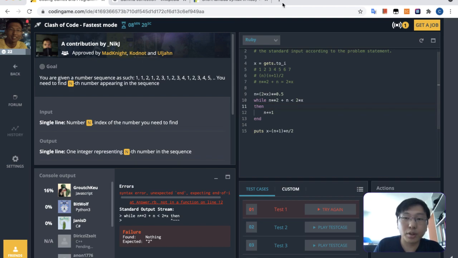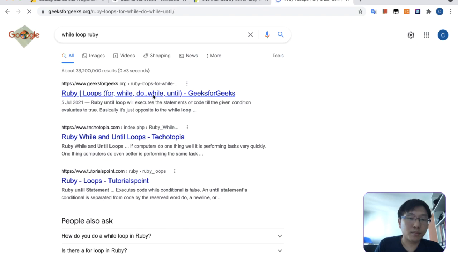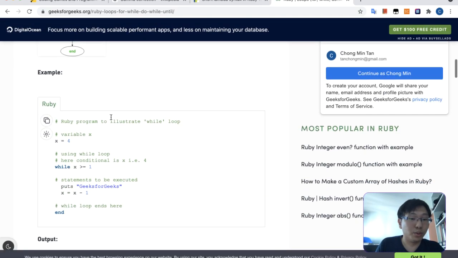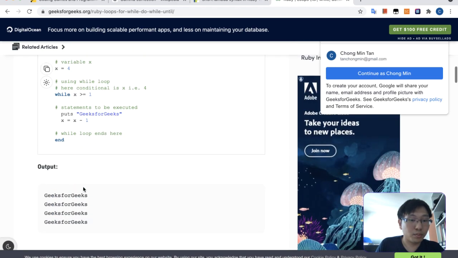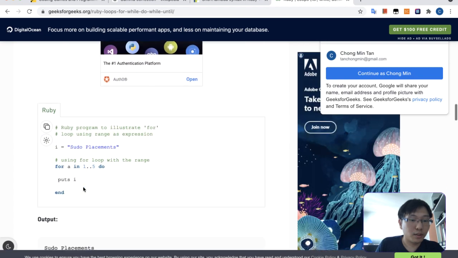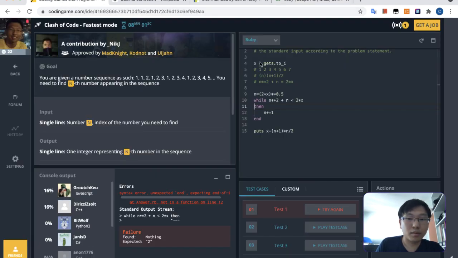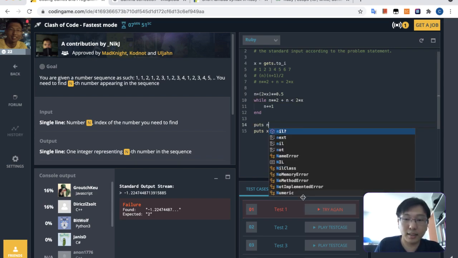Oh, did I do the syntax wrong? While loop in Ruby. I haven't really done a while loop in Ruby. Oh, it's while do. Oh, there's no need for do. I can just do it like that. Okay, let's just print what n is.